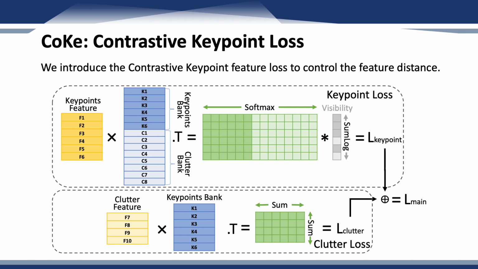And this is an illustration of the contrastive keypoint loss. We introduce a contrastive keypoint feature loss to control the feature distance. As we can see, we are trying to maximize the difference between different keypoint features and also maximize the difference between keypoint features and clutter features. In this way, our detected keypoints can be independent, and can also be told apart from the clutter features, therefore giving more robustness to detection.